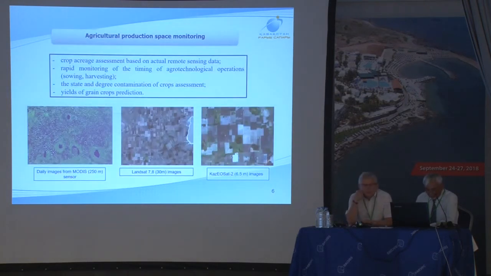Now, the monitoring of agriculture in Kazakhstan: the assessment of arable lands, the monitoring of the periods of agricultural work, and the pollution of arable lands. We use images from MODIS and Landsat satellites, as well as from KazEOSat 1 and 2, with resolutions of 6.5 and 1 meters.